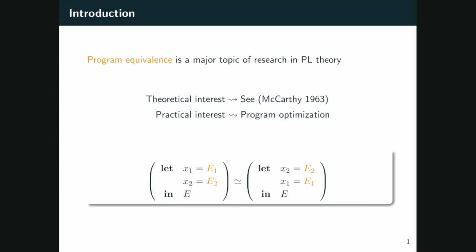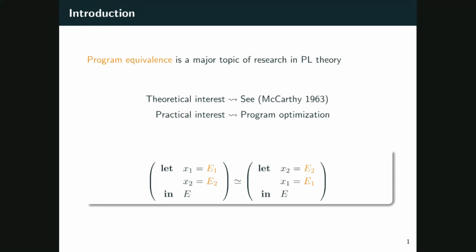So at the highest level, this is a talk about program equivalence, which is something I'm sure you all know about. It's a major topic of research in programming language theory, and it is interesting from a theoretical perspective, as greatly emphasized, for instance, in an old paper by John McCarthy, but also from a practical perspective. And that is because this is at the very foundations of program optimization and program transformations.